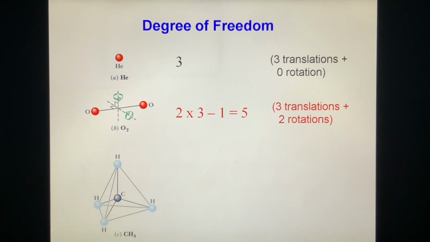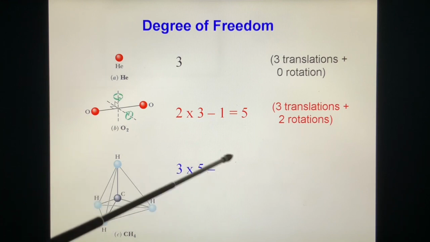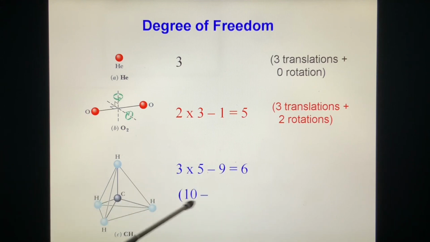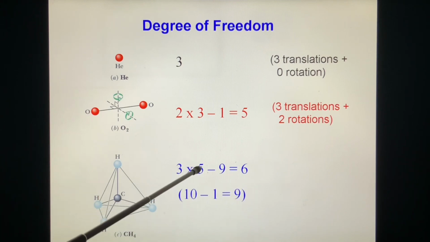Look at this ammonia. It has 1, 2, 3, 4, 5, 6, 7, 8, 9, 10 bonds. How many atoms? 1, 2, 3, 4, 5. So 5 atoms, we have 3 times 5 degrees of freedom. But they have 10 bonds, and only 9 are really bonds. Another one is nothing. So 3 times 5 minus 9 gives 6.